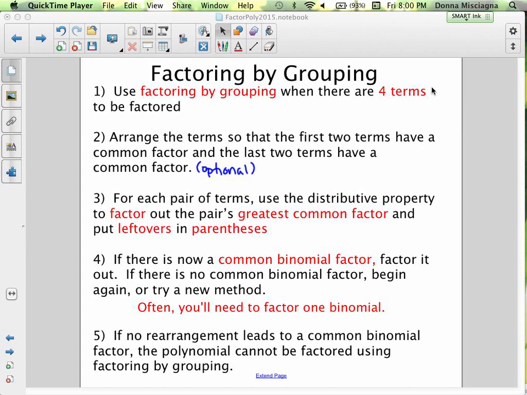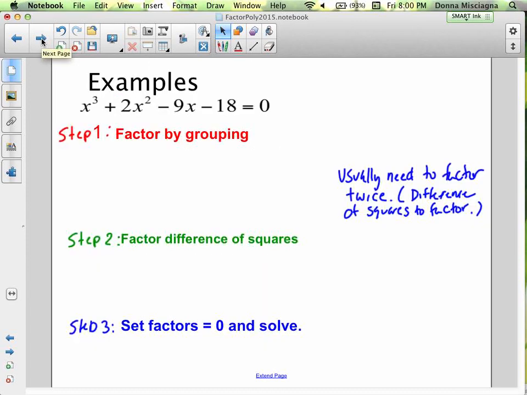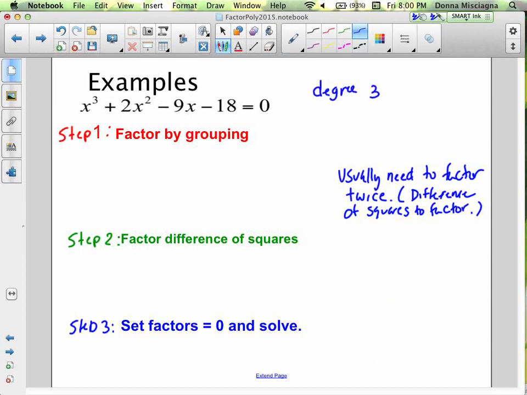Let's see what it looks like. And you'll see that factor by grouping is really a nice method to work with. All right, so we have x cubed plus 2x squared minus 9x minus 18. Our equation is degree 3, because we have an x cubed. So we're expecting 3 solutions.